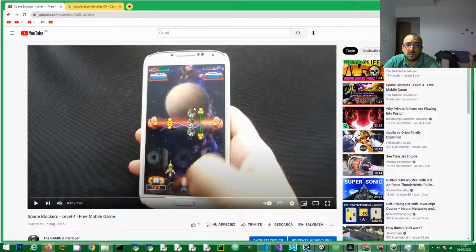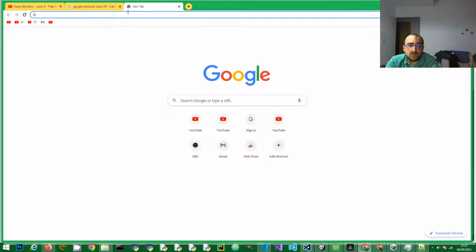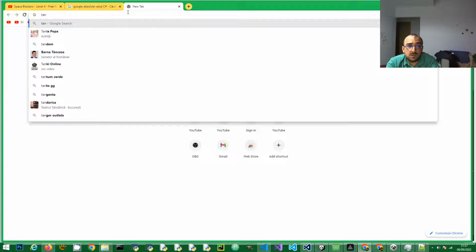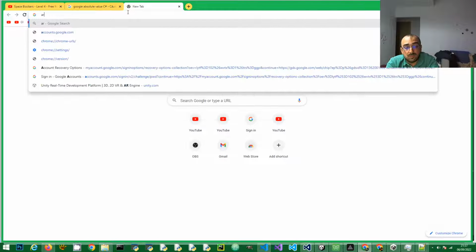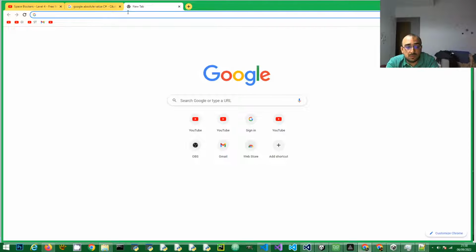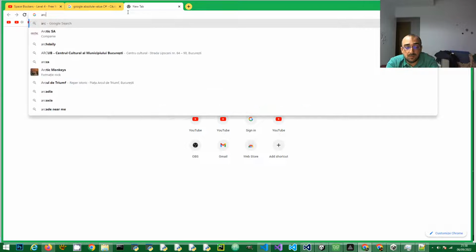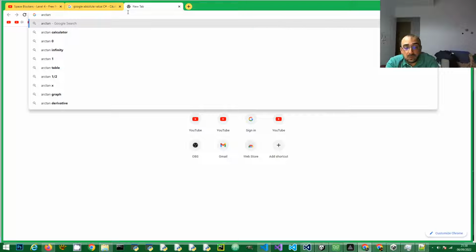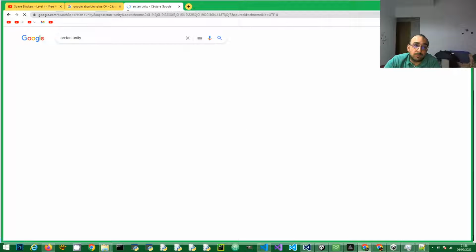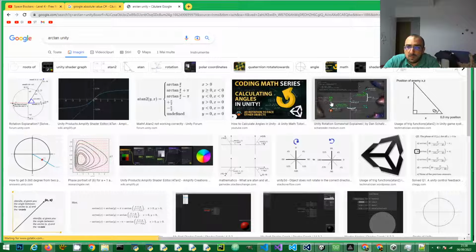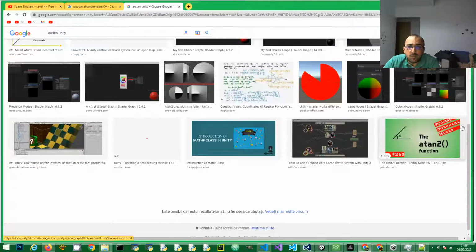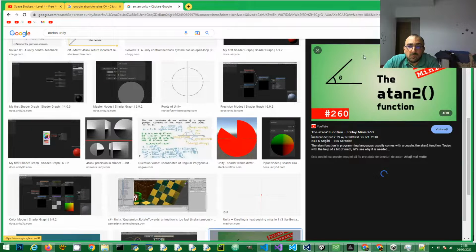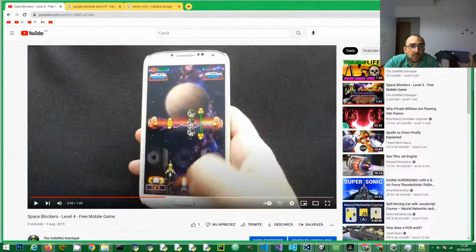It's basic tangents, arctangents, basic vectors, so it's not going to be very complicated. So we will see how this goes.